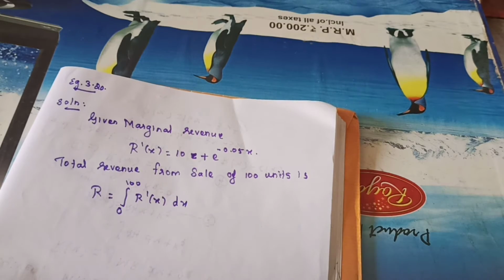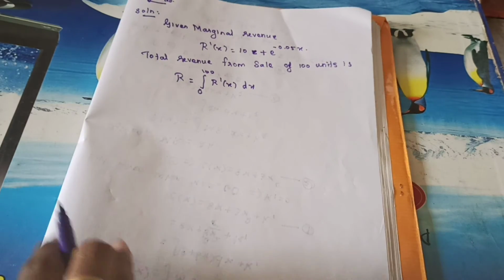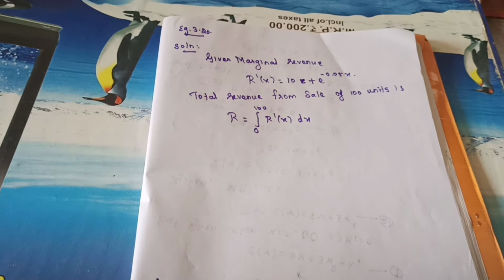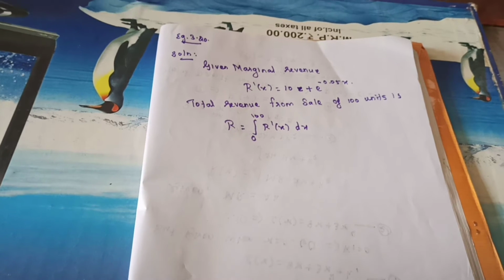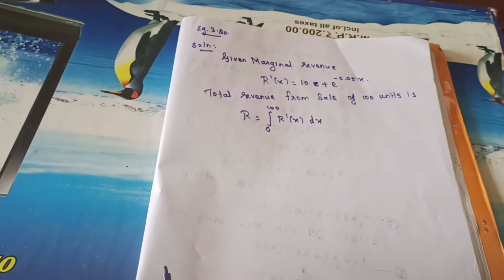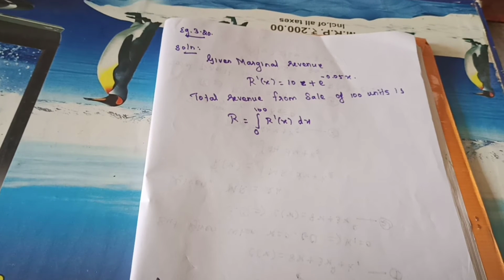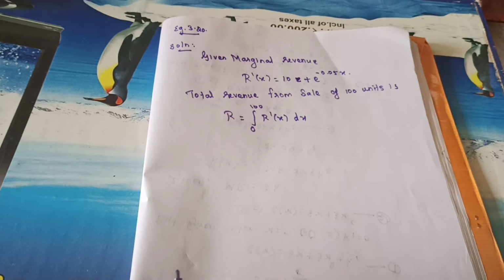So if there is a limit, you need not apply the constant. Okay, so here no need to apply the constant. Up to 100 units, so only 0 to 100.